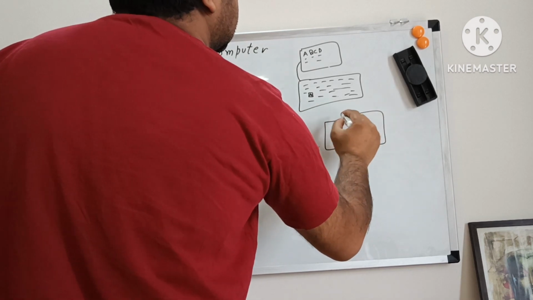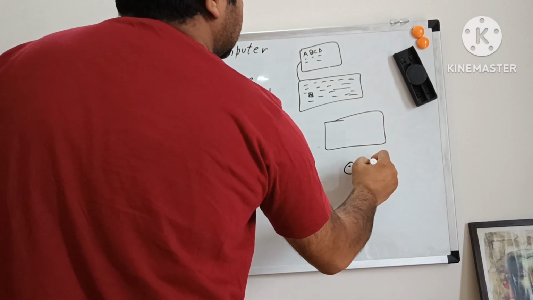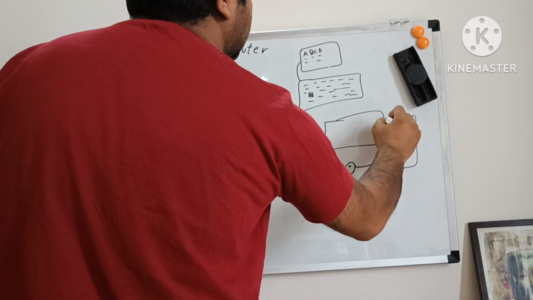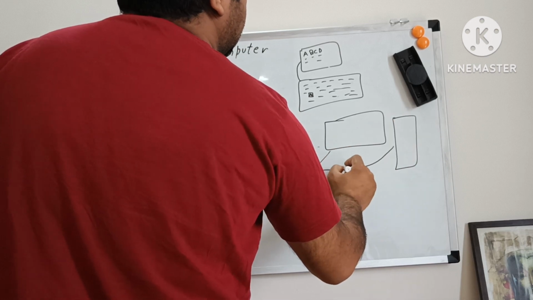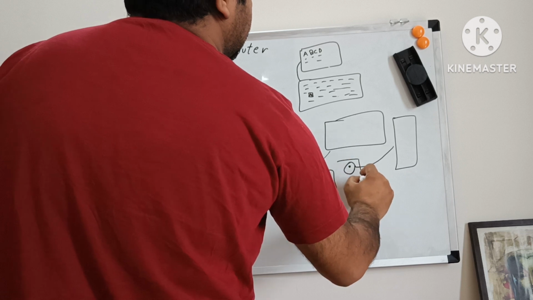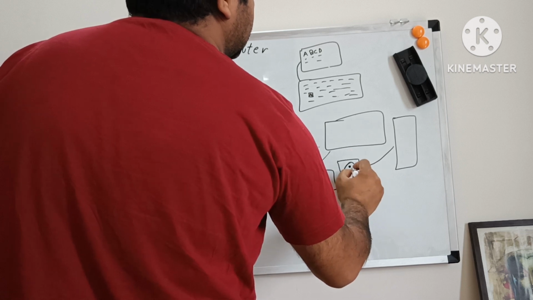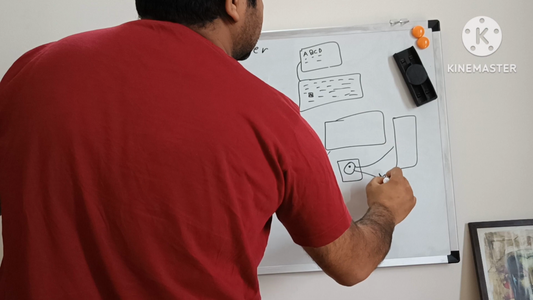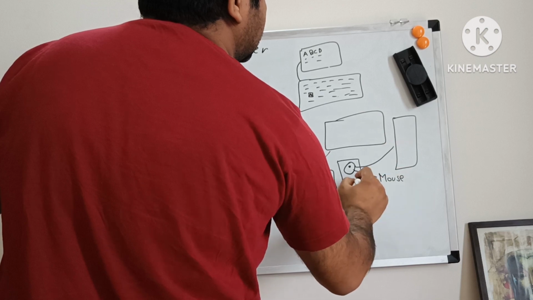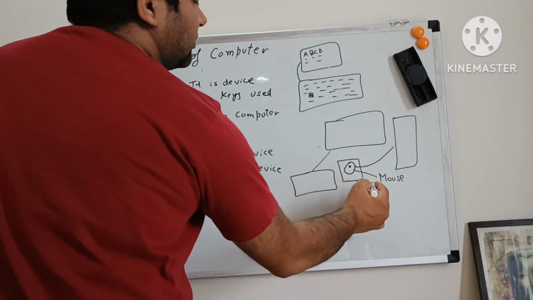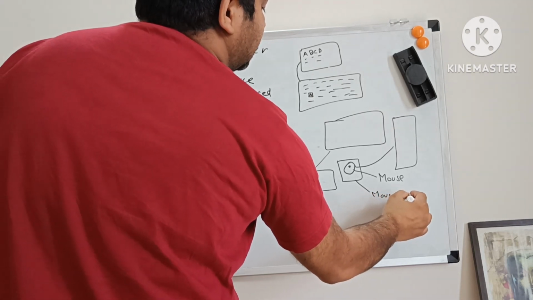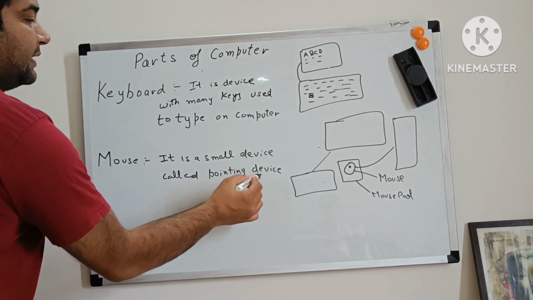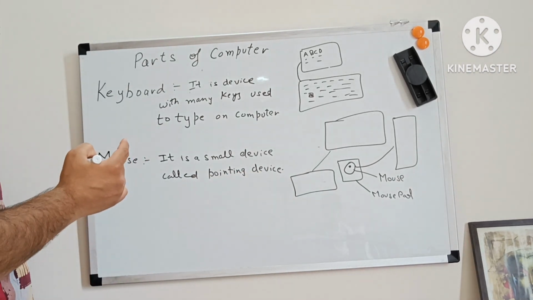Because suppose this is a monitor and the mouse is connected to the CPU, and this is a keyboard, and it is kept on a mouse pad. This is a mouse. Do you know what this is? Mouse pad, right? Yes, mouse pad. So why is it called a pointing device?